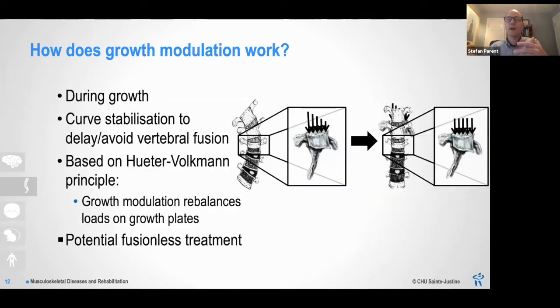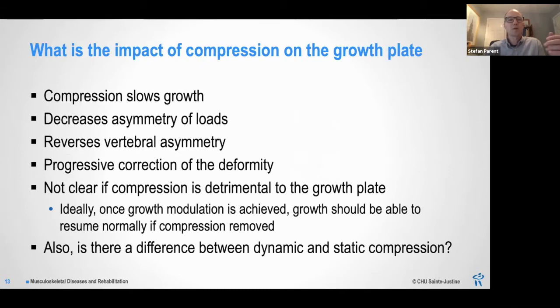What are we trying to do with growth modulation? We're trying to use the Hueter-Volkmann principle to limit growth on the convex side and trying to balance the forces that will act on the end plate. So we try to take that vicious circle and turn it into a virtuous circle. We know that compression slows growth. The impact of compression on the growth plate decreases the asymmetry of the loads. It reverses vertebral asymmetry, and then you can have progressive correction of the deformity.